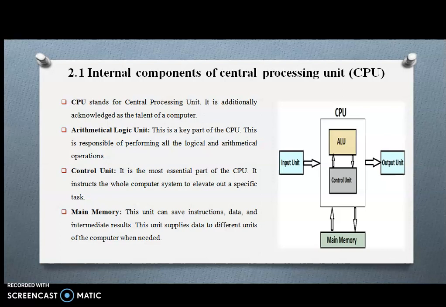Control Unit. It's the most essential part of the CPU. It instructs the whole computer system to carry out a specific task. Main memory. This unit can save instructions, data, and intermediate results. These units supply data to different units of the computer when needed.